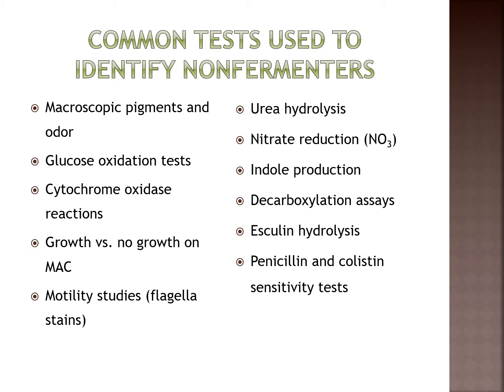You may remember that from the Neisseria when we did the oxidase test. We can determine if the organism grows or does not grow on MAC. We can look at their flagella arrangement. We can determine if our organisms will hydrolyze urea or not. Will they reduce nitrates to nitrites? Will they produce indole? We can do decarboxylation assays, esculin hydrolysis tests, and finally sensitivity tests to penicillin and colistin. Now, the saccharolytic bugs are oxidizers and can split sugars, but the asaccharolytic bugs cannot.